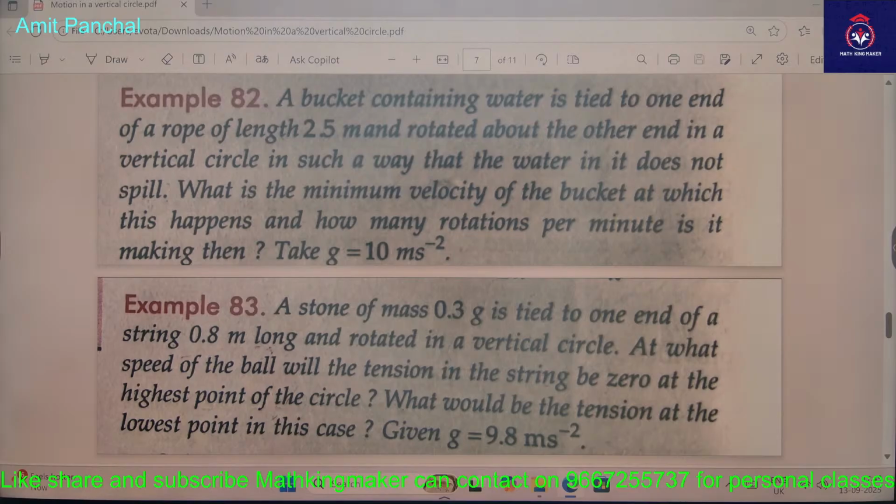For that we will take the circumference of the circle as the distance. Right? V is equal to r omega. So first find omega, then find f by omega. Even the formulas which we used for horizontal circle can be used for vertical circle, depending upon the condition.